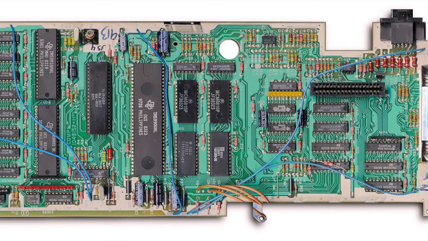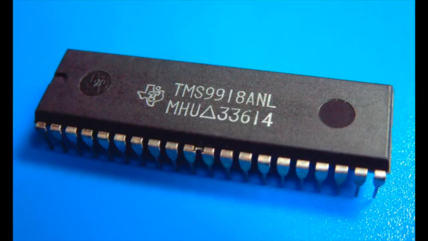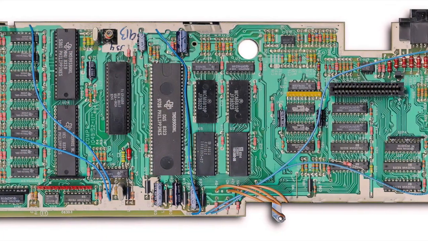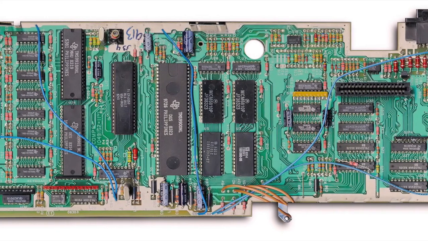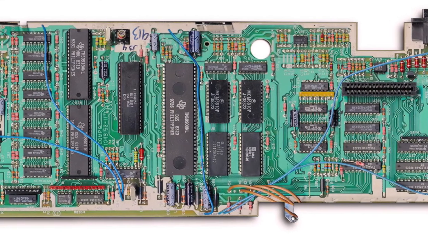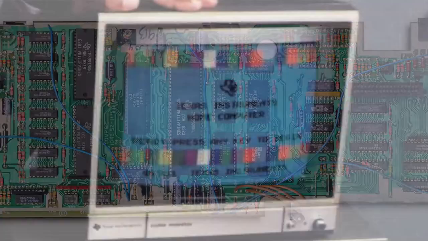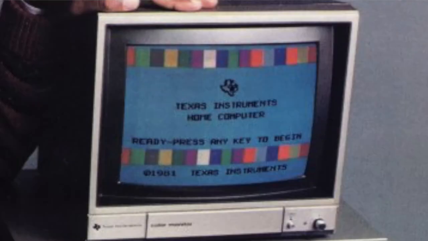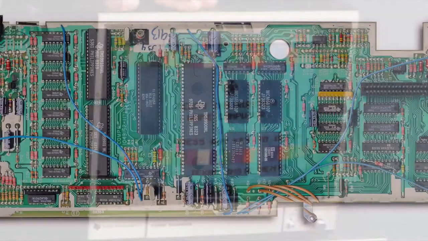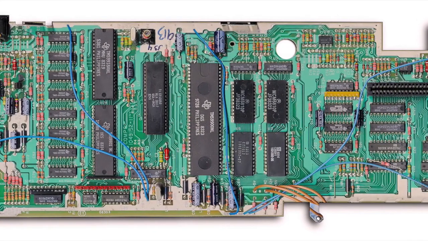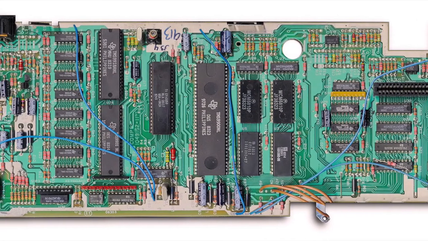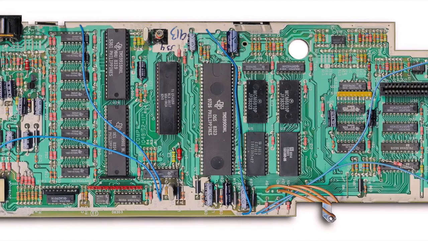Speaking of which, the 4A had a TI TMS9918A for NTSC models, or the TMS9929A for PAL models, as its video display processor, capable of 32 single-color sprites at 8x8 or 16x16 pixels. It also supported 40-column mode for text. It did not, however, support 80-column mode, which was starting to gain popularity at the time.